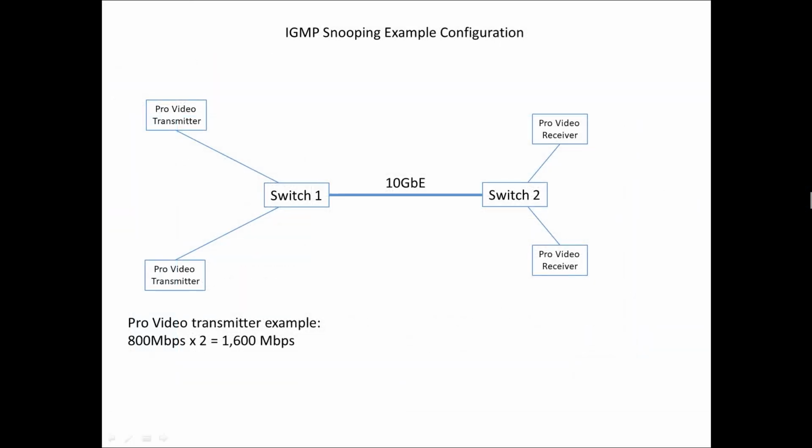Okay, we're going to take a look at this diagram here just to revisit the concept of unregistered multicast traffic and why it can be a big issue. On the left-hand side, we have 2 pro video transmitters, and each one of these we're saying is approximately 800 megabits per second of multicast bandwidth for the video. And so that's going to equate to 1600 megabits per second.